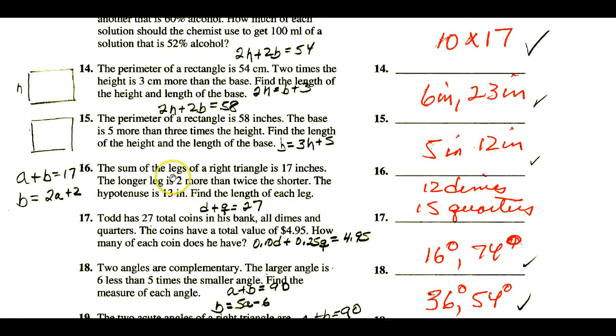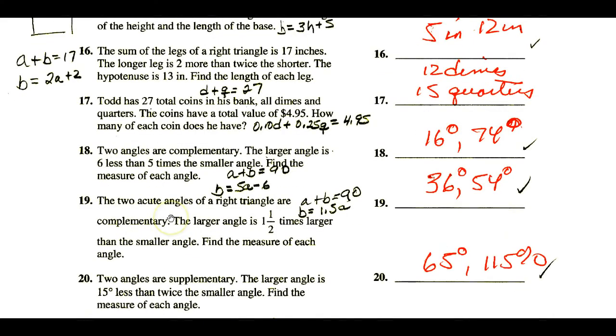So here, if you made a picture, you see you're only dealing with the legs, not the hypotenuse. So you don't need this number at all. So the short leg plus the long leg is 17. The longer leg, which is B, is 2 more than twice the shorter. These are your equations, and you could use substitution.